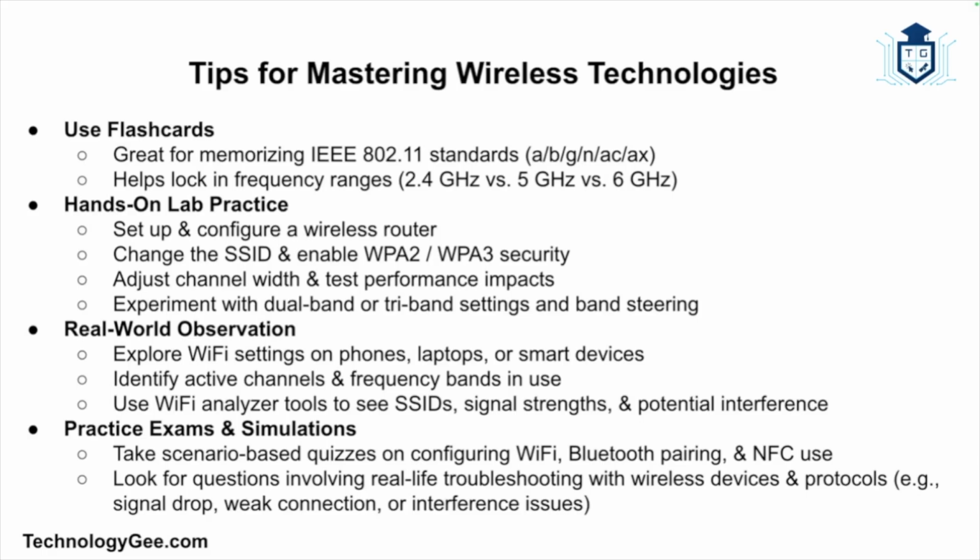If possible, you want to get some lab practice where you can go out there and set up a wireless router, change the SSID, adjust the channel width, and experiment with band steering. You want to do some real world observations, like checking the Wi-Fi settings on your own devices to see how different bands and channels are used. And also, if possible, you want to get some practice exams where you take quizzes that mimic real world scenarios involving Bluetooth, NFC, or RFID.